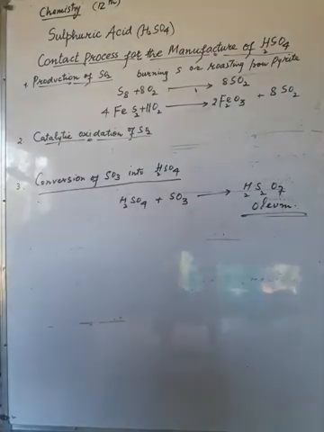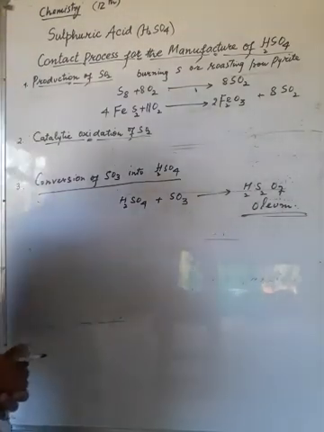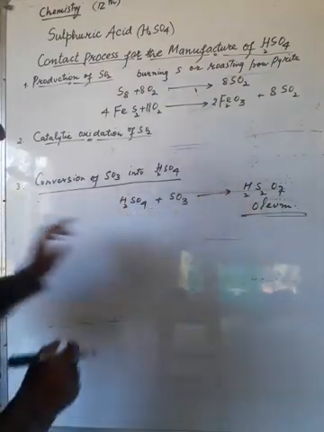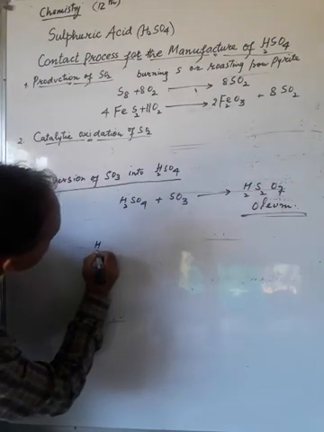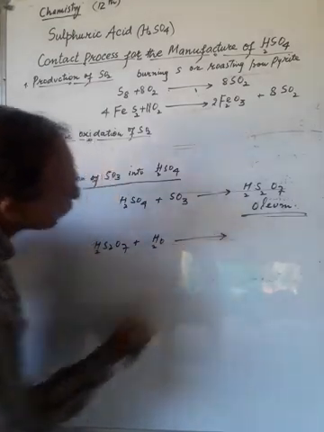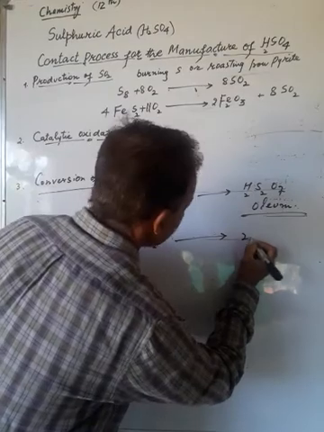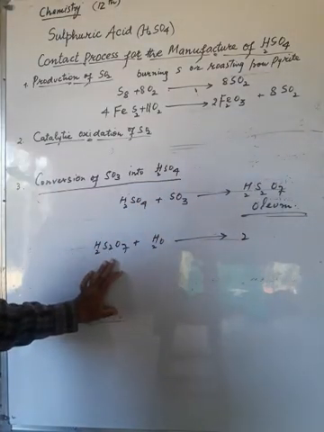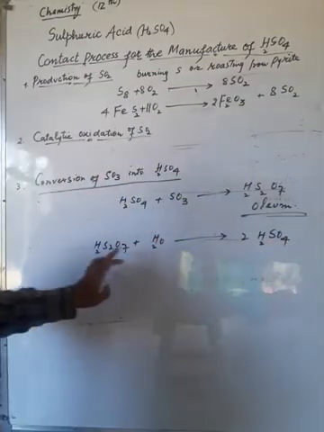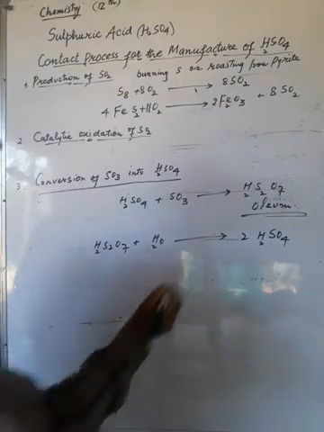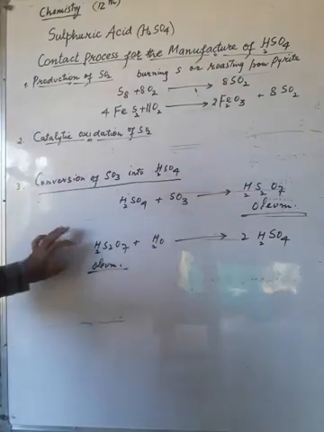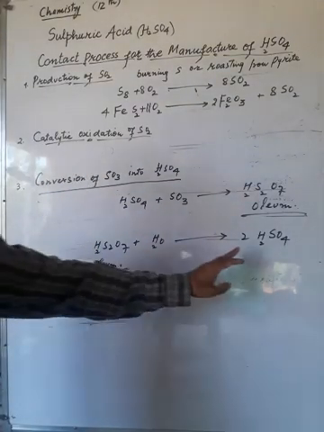Now this oleum is diluted with water in order to get the desired quantity. H2S2O7 is diluted with a calculated quantity of water so that we get sulfuric acid of desired concentration, H2SO4. Now this oleum, to the oleum we add water so that we get sulfuric acid.